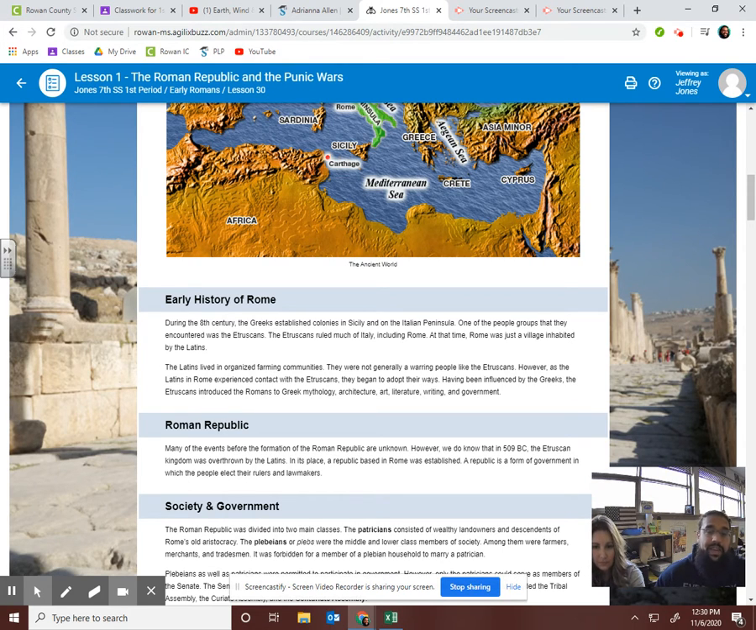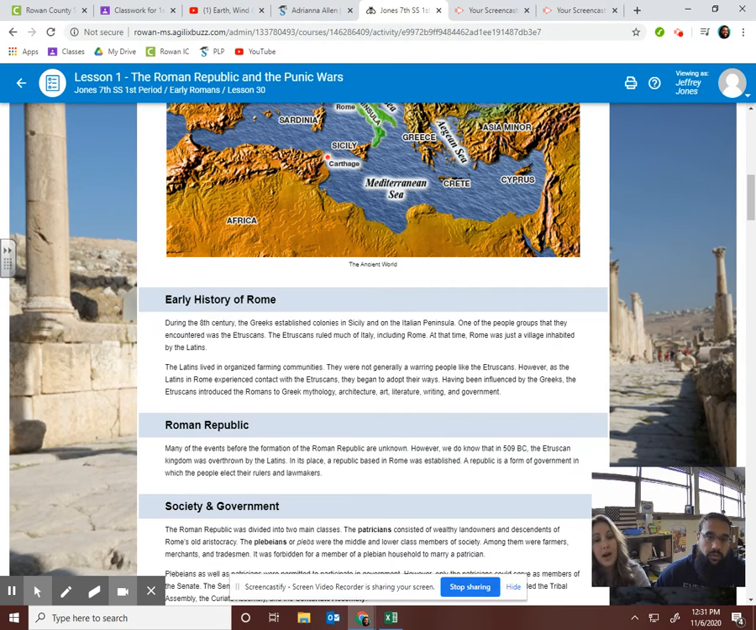Having been influenced by the Greeks, the Etruscans introduced the Romans to Greek mythology, architecture, art, literature, writing, and government systems as well. And we're going to talk about this a whole lot. In ancient Greece, we had Alexander the Great, who went and conquered all of these lands and really spread that Greek culture. We're going to see a lot of this Greek culture, like mythology and architecture and art and literature.